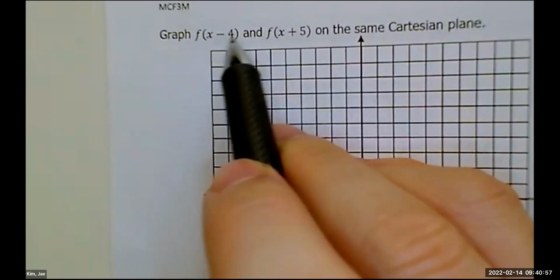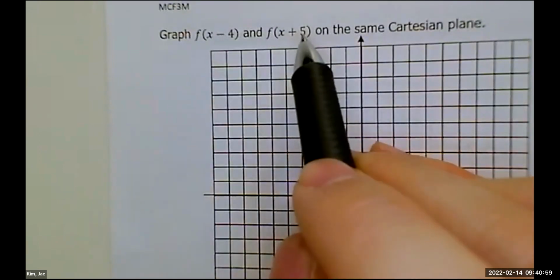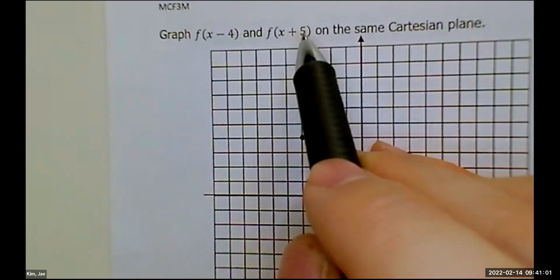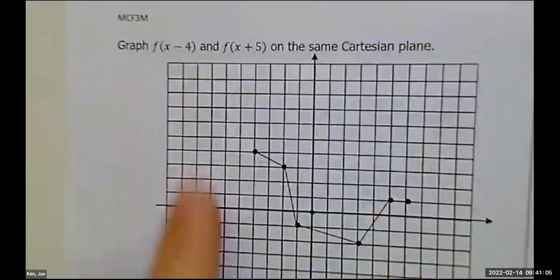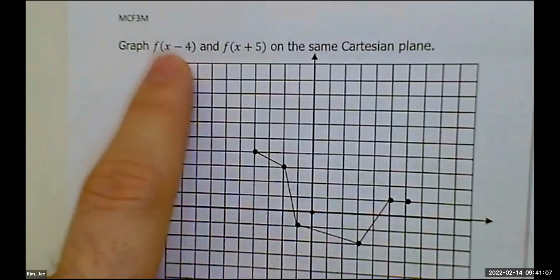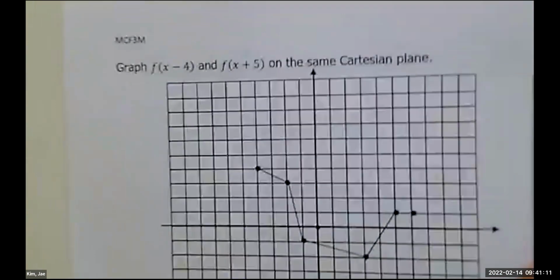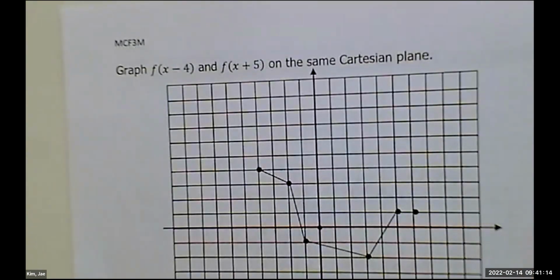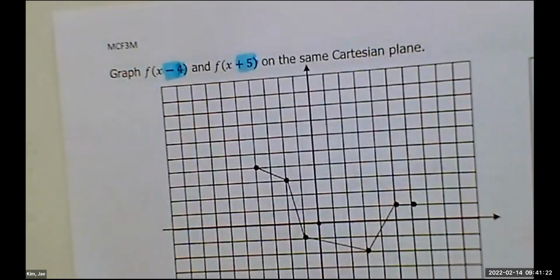If there is a number subtracting or adding inside the function, compare this with what we had before. Before we were adding outside of f of x. This one, the x is actually being changed inside the function. I'm going to use a blue right here. Please be careful.